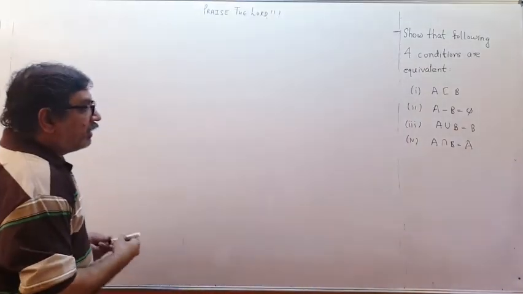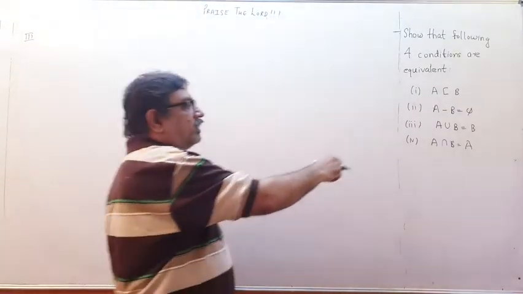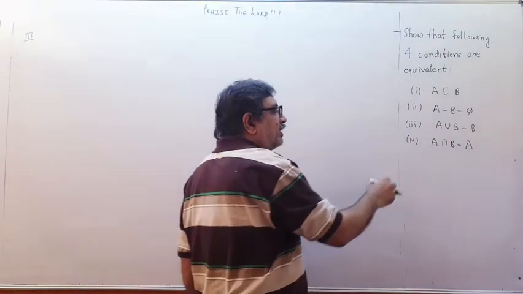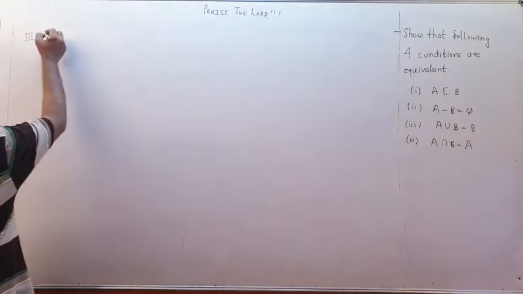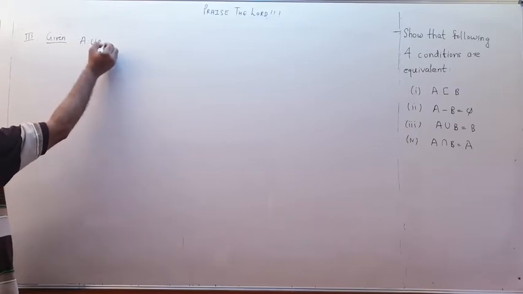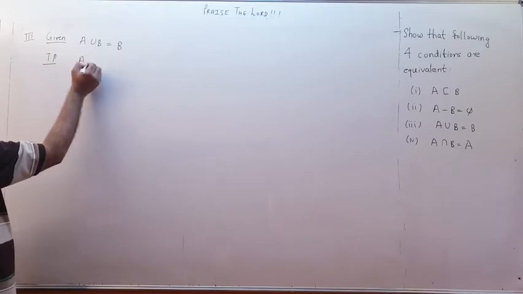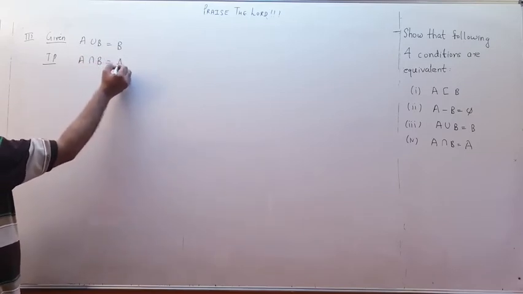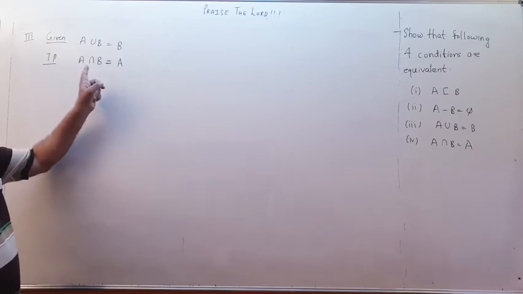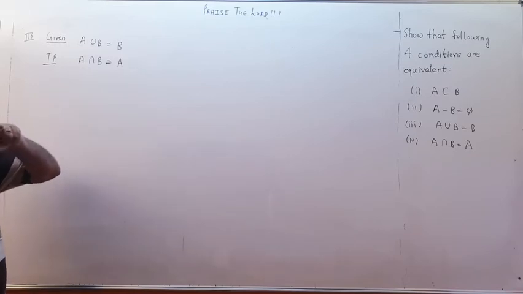So, I want to prove the third thing now. See, I took this as given and proved this. This was given and proved this. Now I take this as given: A union B equal to B, to prove A intersection B is equal to A. Now again we have to prove this subset of this and this subset of this. A intersection B is already a subset of A by the properties of intersection. That we need not prove.